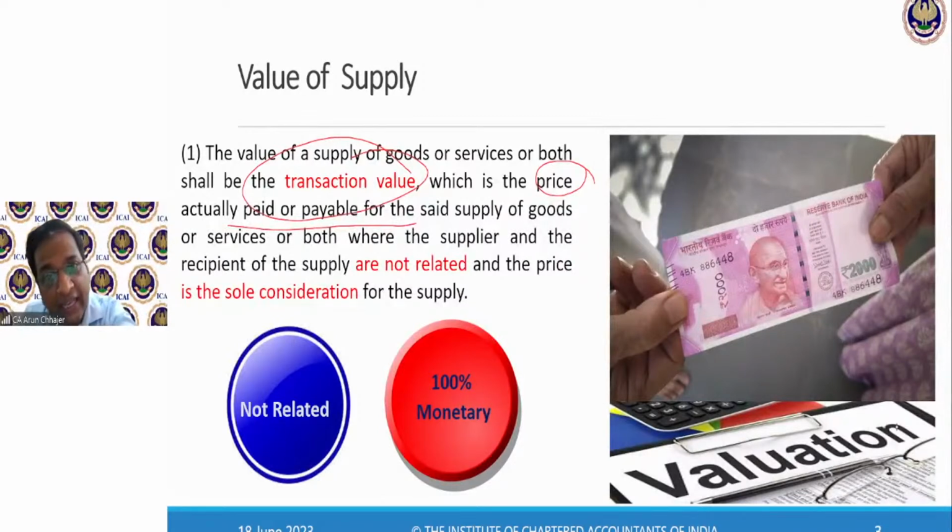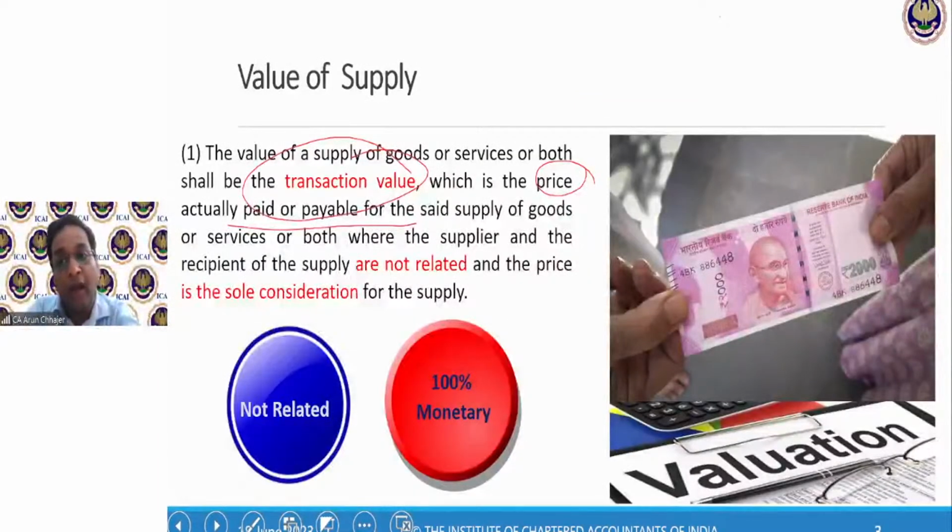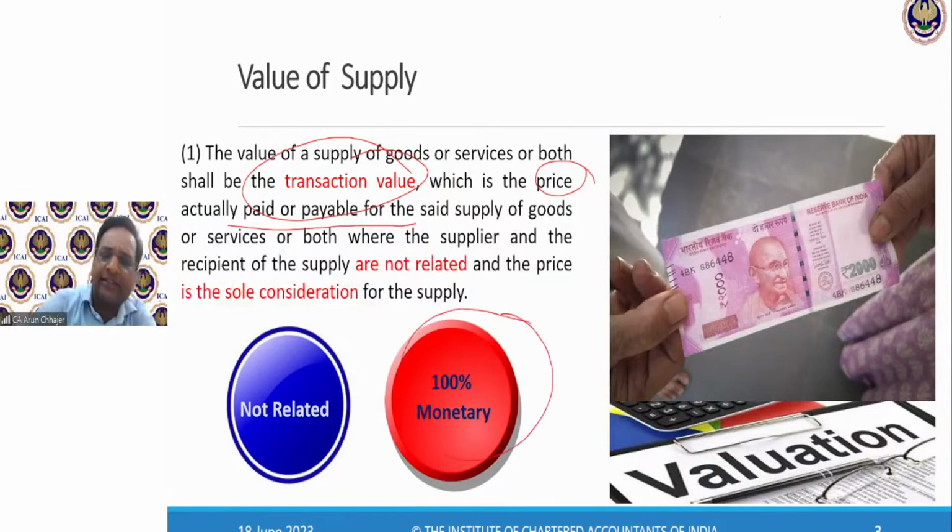The question is, can goods be sold below cost? Yes, provided the important condition that the person to whom you are selling is not a related person, and the price which is paid or payable comes 100% in money. What is the meaning of this 100% monetary consideration? Sometimes there is a concept of a barter transaction, correct? There is an exchange offer in which the actual money is less, because old goods are also being given by the recipient.